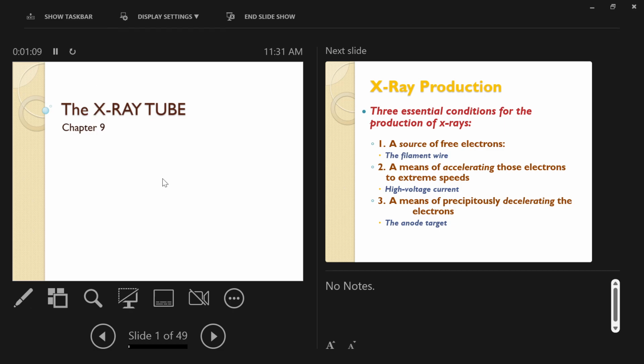Okay, so let's talk about the X-ray tube. It is the part of the equipment, what we would consider the functional part of the equipment, right? Everything else is just to support the X-ray tube so that it can do its job of creating X-rays.